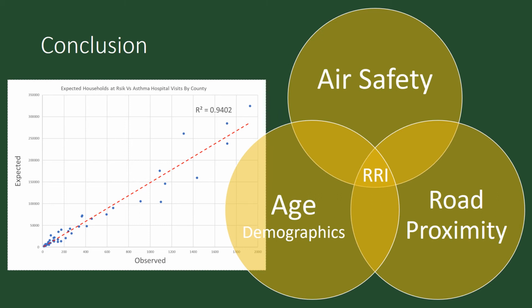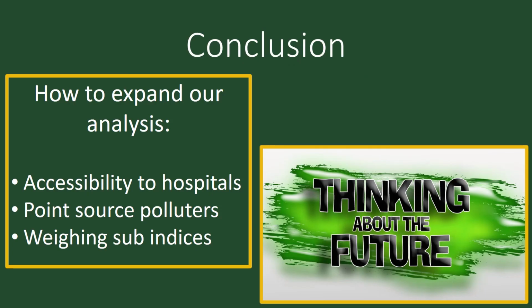A possible reason that hospitalizations are lower than the values predicted in the RRI could be that not every asthma case is severe enough to result in hospitalization. This suggests that the RRI value could be used in a predictive capacity to determine areas of potential risk, but perhaps not as a means of estimating the exact number of people affected. For future studies, we can expand our research by adding accessibility to hospitals, point source polluters, and calculated weights for each of the sub-indices.